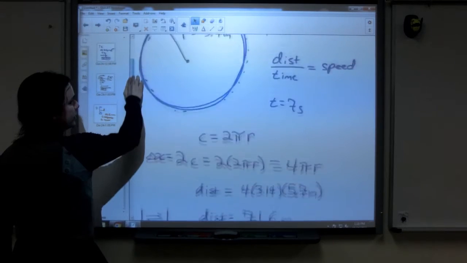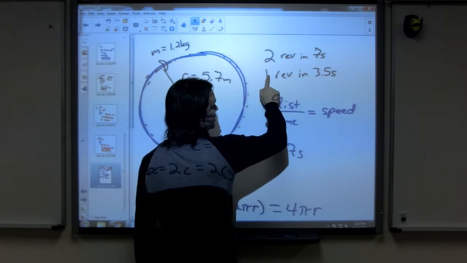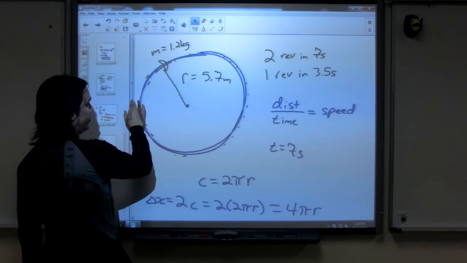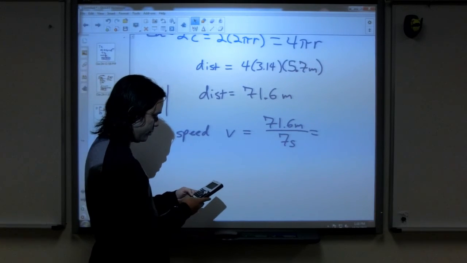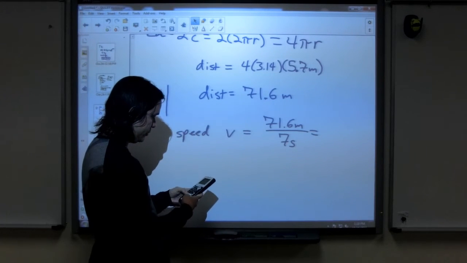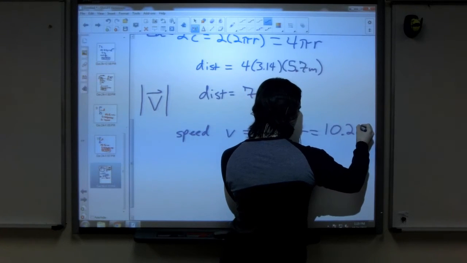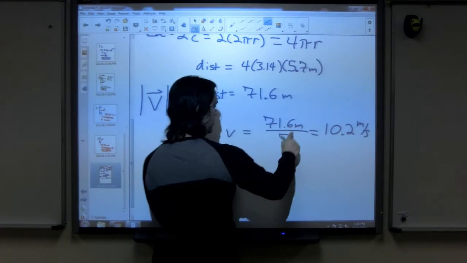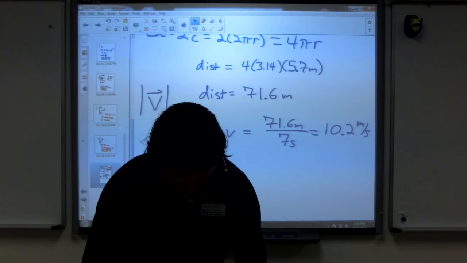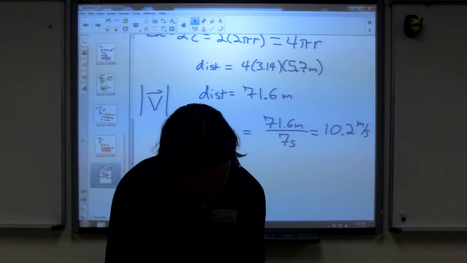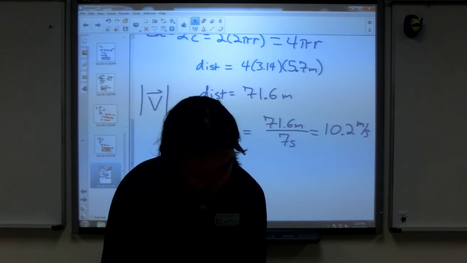One of the other reasons that I put this up here: I do not have any intention of telling you 2 revolutions. I would tell you the time it takes for 1 revolution. So you would just take the circumference divided by 3.5 seconds instead. But you should end up with the same number no matter what. 71.6 divided by 7, we end up with 10.23 meters divided by seconds, meters per second. That's our speed. 10.23 meters per second.